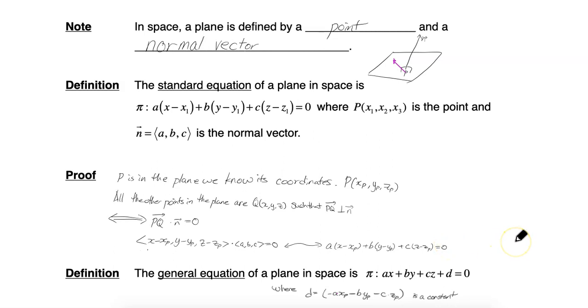It's quite nice. The general equation of a plane in space is given like this. It's the same, except we have a d now that appeared. And so what happened? We just distributed it. Ax minus ax1 plus by minus by1 plus cz minus cz1. So we can gather all the constant terms and put them in one constant d. So d equals negative ax1 minus by1 minus cz1.